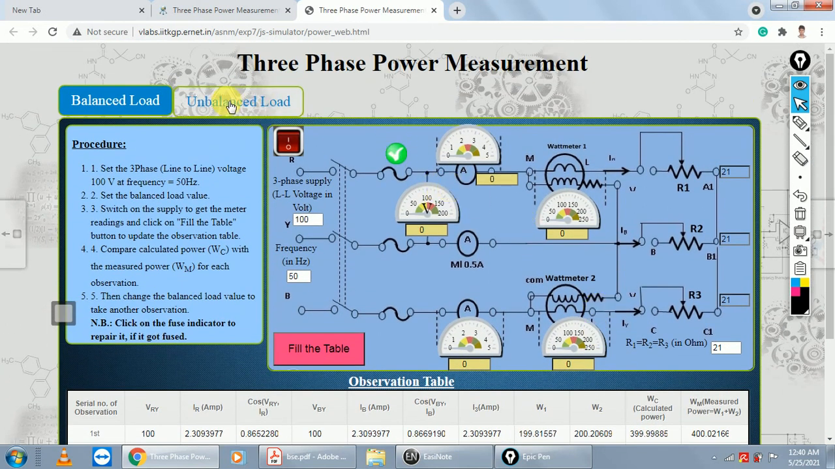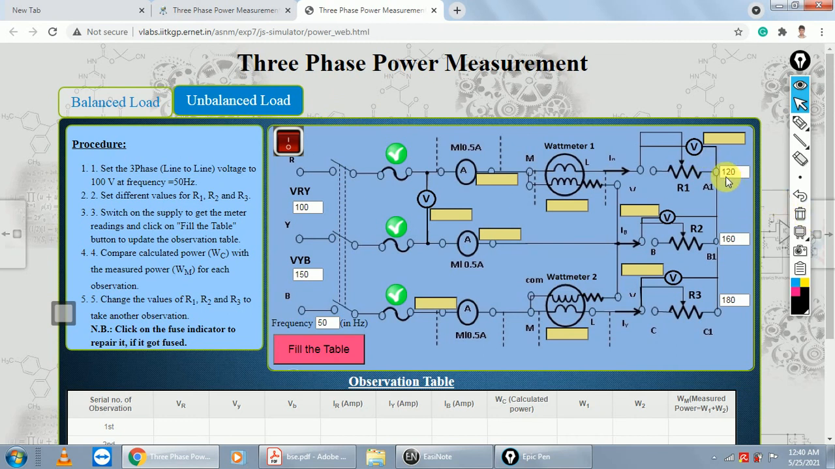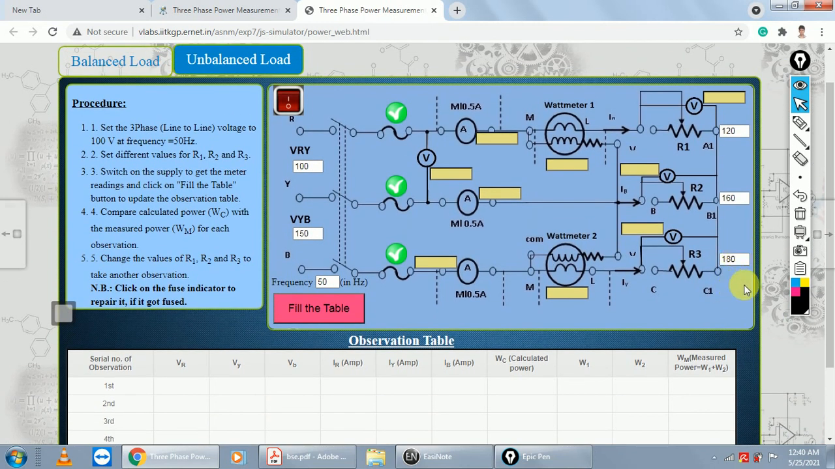Move to the unbalanced load. In unbalanced load we have a different resistance in each branch. So R1 is 120 ohm, R2 is 160, and R3 is 180 ohm. This is your wattmeter 1 reading, this is ammeter 1 reading, and this is voltmeter, and this ammeter measures the Y current, and this ammeter measures the B phase current.